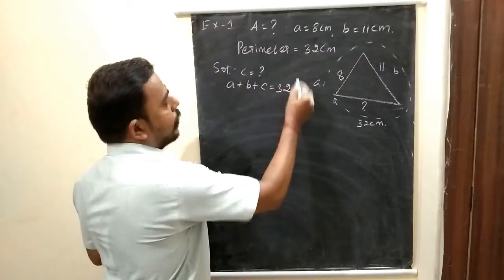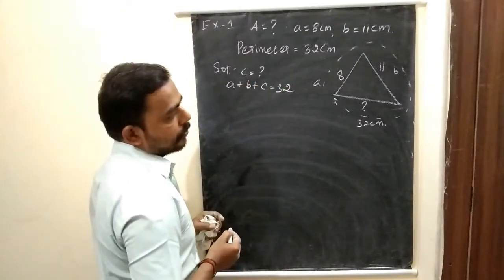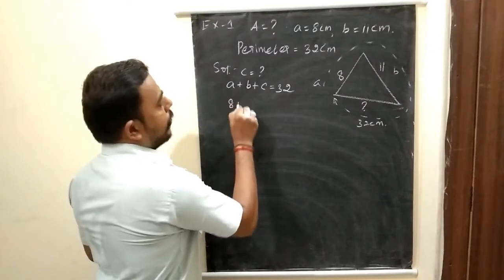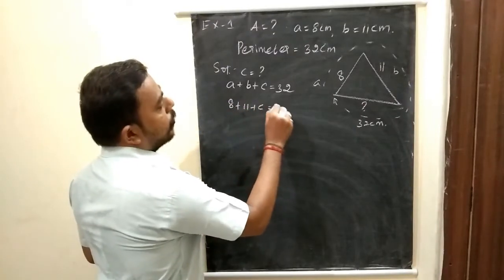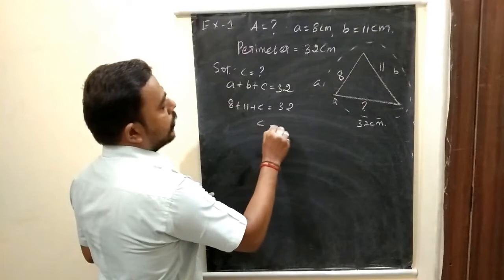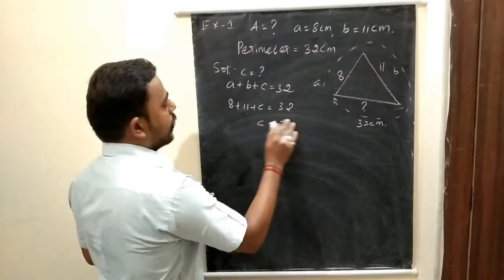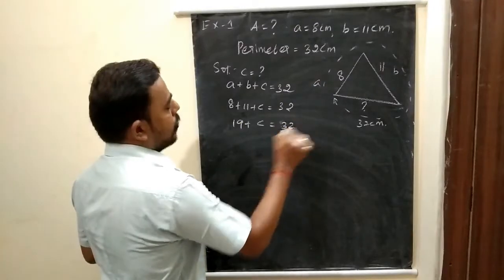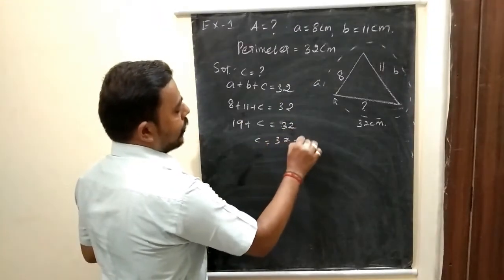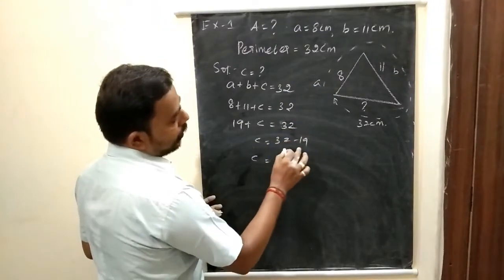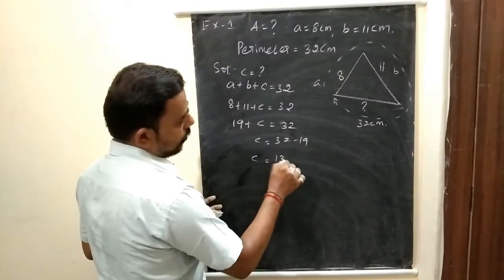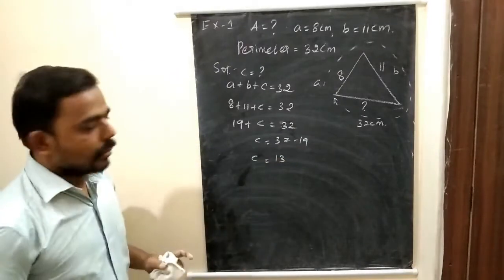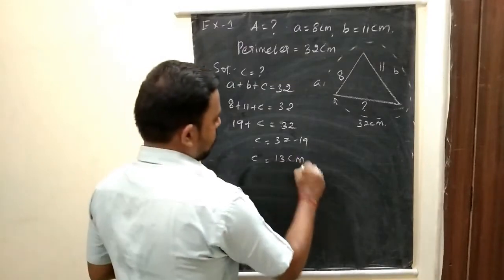So perimeter equal to 32. Now A value 8, B value 11, C value we don't know. So 8 plus 11, 19, plus C equal to 32. So C equal to 32 minus 19. So C equal to 13 centimeters.